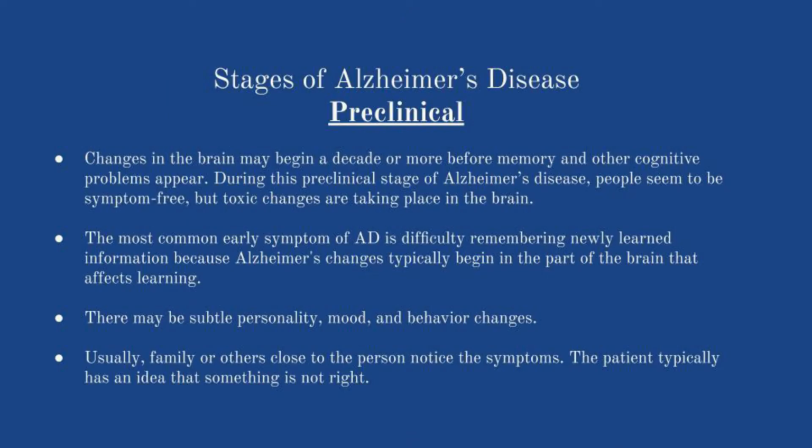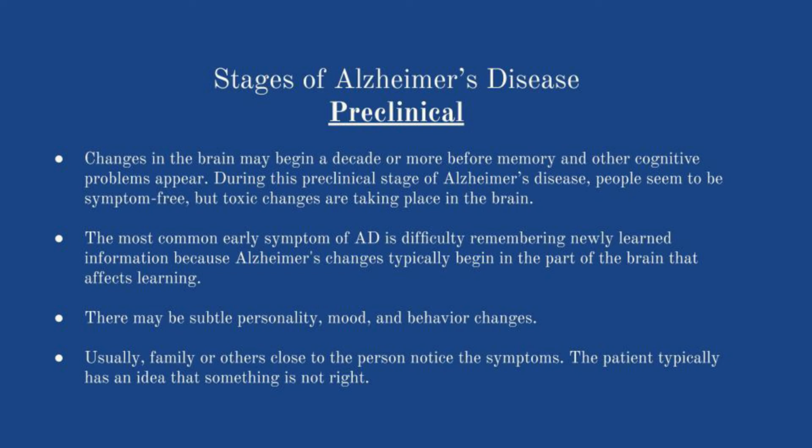There's a lot of changes, preclinical changes that are going on before the actual diagnosis of Alzheimer's. So those changes in the brain may even begin a decade or more before the memory or other cognitive problems appear. During this preclinical stage of Alzheimer's disease, people seem to be symptom-free, but actually toxic changes are taking place in the brain.